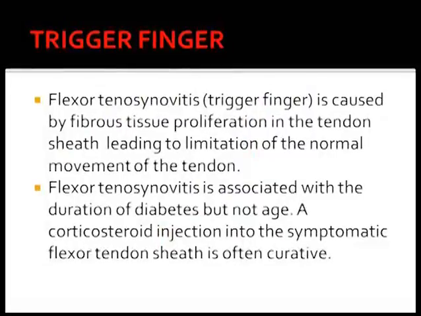Then another very important thing which happens is trigger finger, which is known as flexor tenosynovitis, which is caused by fibrous tissue proliferation in the tendon sheath, which leads to limitation of the normal movement of the tendon, and it's associated with the duration of diabetes but not with age. And usually to treat it, the orthopedic surgeon will inject a corticosteroid into the flexor tendon sheath. Again, I'll show you a photograph of this.